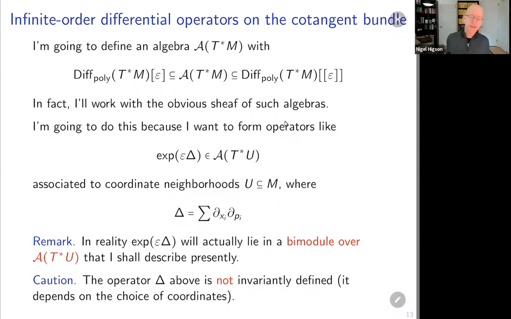I should like to build an algebra, this would be ideal, for which the exponential of epsilon times delta is a member. That's not actually what happens, but it's close to what happens. The reason for introducing this formal variable is to be able to handle the exponential of epsilon times the Laplacian. It doesn't quite work out that way, however, and there's a small compromise that's going to be made in a little while. By the way, this operator delta needs to be treated with a little bit of caution. It definitely depends on the coordinates, and so you need to be a little careful as you manipulate.